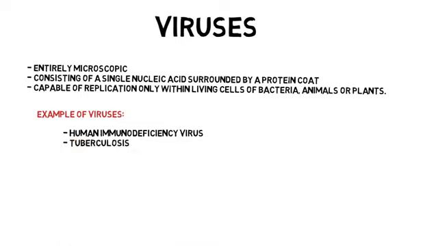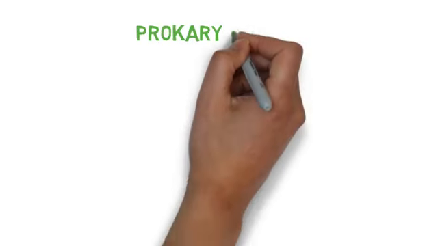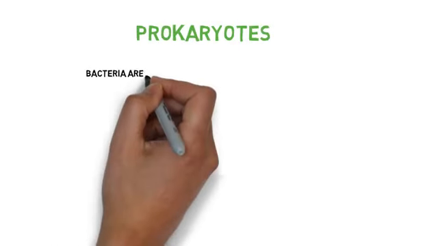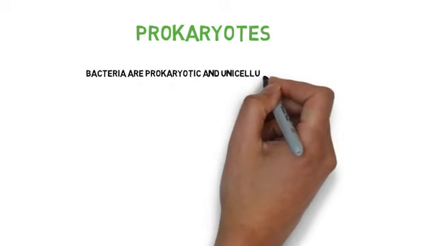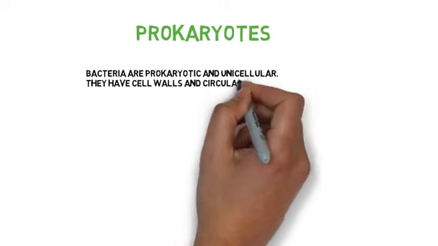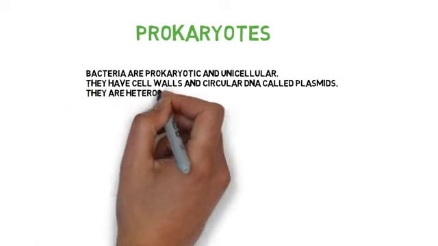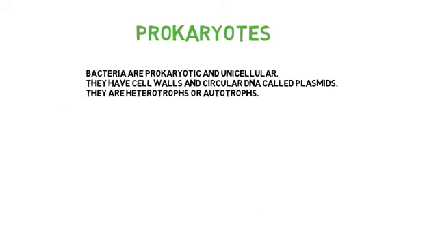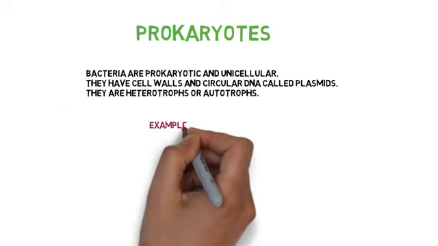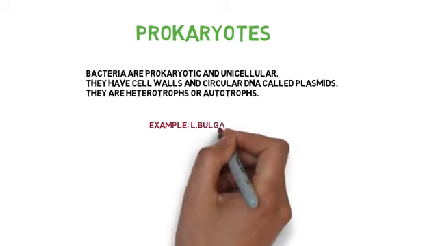Prokaryotes. Bacteria are prokaryotic and unicellular. They have cell walls and circular DNA called plasmids. They are heterotrophs or autotrophs. Example, L. bulgaricus. That is the end of our guide on the classification of living organisms.